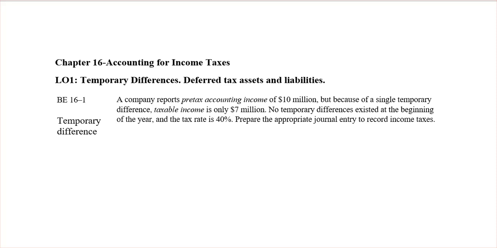We have a few problems to work in Chapter 16, but as I said before, if you just do the setup, it's really not that difficult. Here we have pre-tax accounting income. You know that is net income before taxes of 10 million, and we have only one temporary difference, meaning they have no permanent differences. And they have taxable income, which is what the tax form shows, of 7 million. We need to get from 10 to 7. So how do you get from 10 to 7?